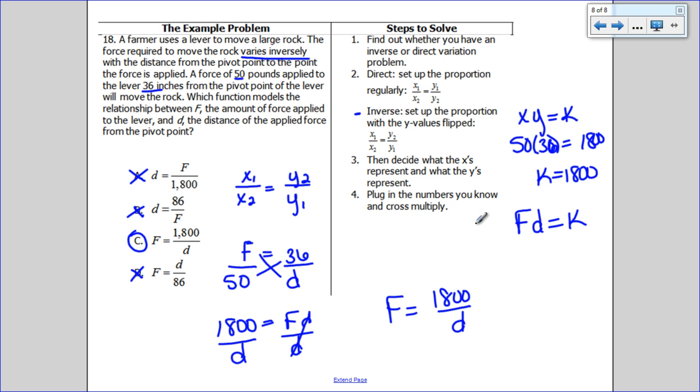Force times distance has to equal 1800 because that's what k was. I either have to get D by itself or F by itself, and I do the same process that I did over here. So you can either do the proportion, or you know that x times y equals k. Either one will get you to the correct answer.